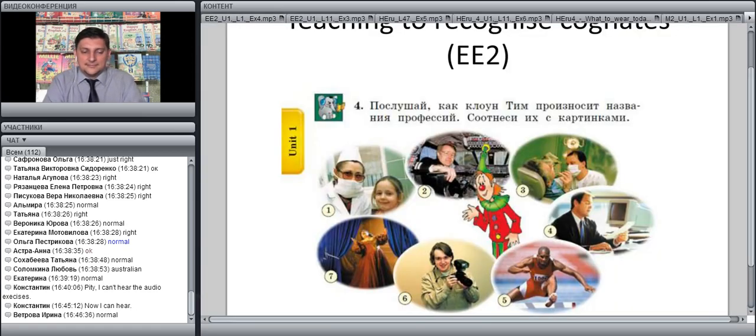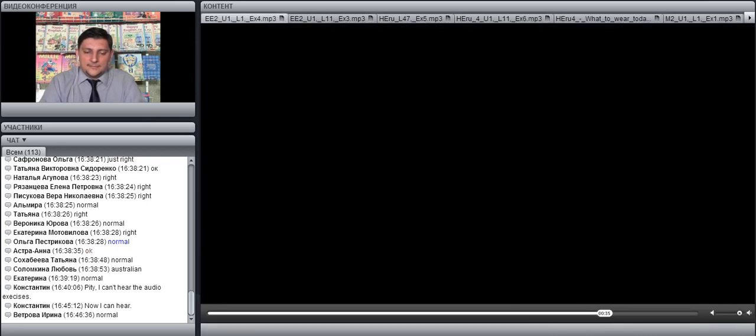Exercise 4. Упражнение 4. Послушай, как клоун Тим произносит названия профессий. Соотнеси их с картинками. Доктор. Спортсмен. Бизнесмен. Актер. Photographer, pilot.